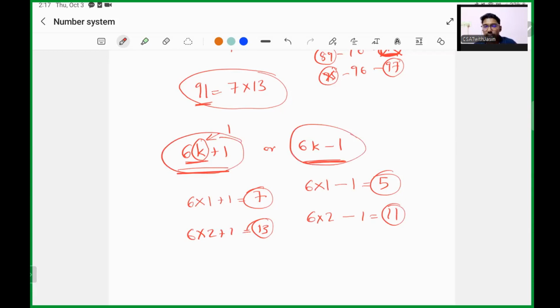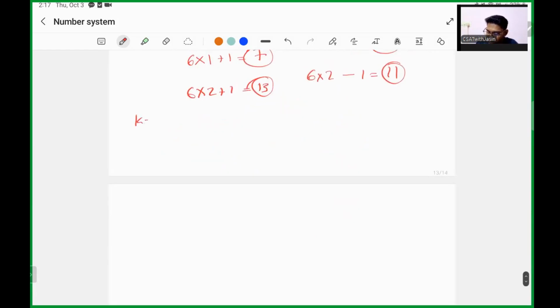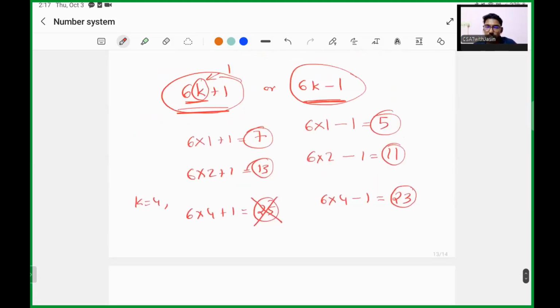You understood? But it doesn't mean that every number which you can write like this is a prime number. For example, if k is equal to 4, what happens? 6 into 4 plus 1 is 25, and 6 into 4 minus 1 is 23. Here 23 is a prime number, but 25 is not. So all prime numbers can be written as 6k plus 1 or 6k minus 1, but it doesn't mean that every number you can write like this is prime. It's not the other way around. You understood this? So you don't need to worry about this much.